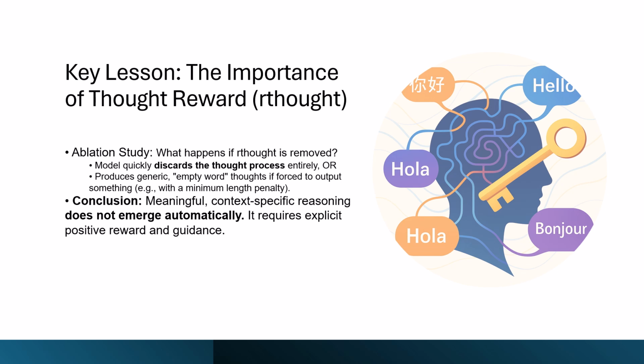So the big takeaway here is that complex behaviors like deep reasoning just don't appear on their own. They need to be explicitly encouraged and rewarded. Meaningful, context-specific reasoning does not emerge automatically. It does require explicit positive reward and guidance.